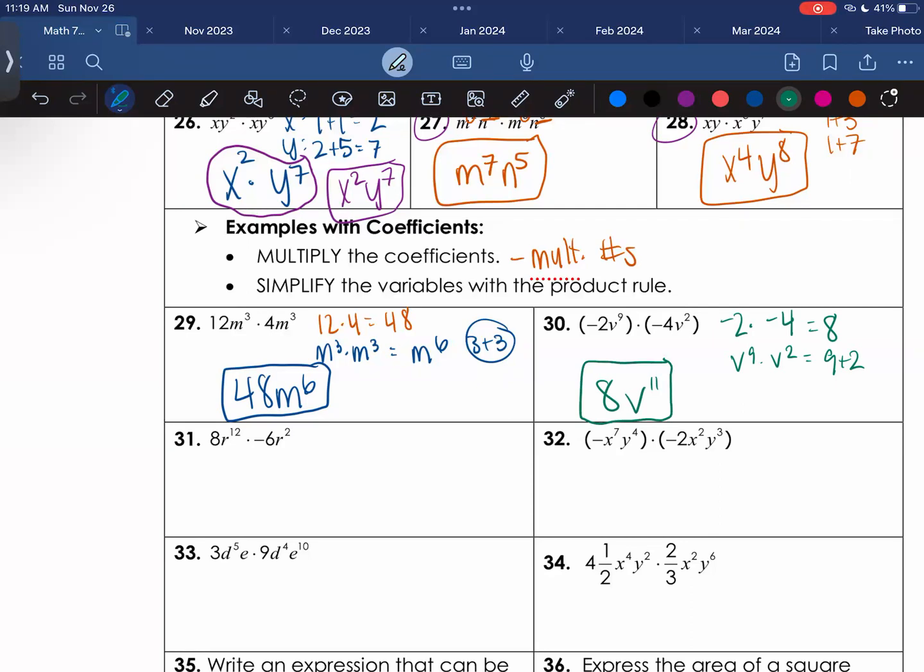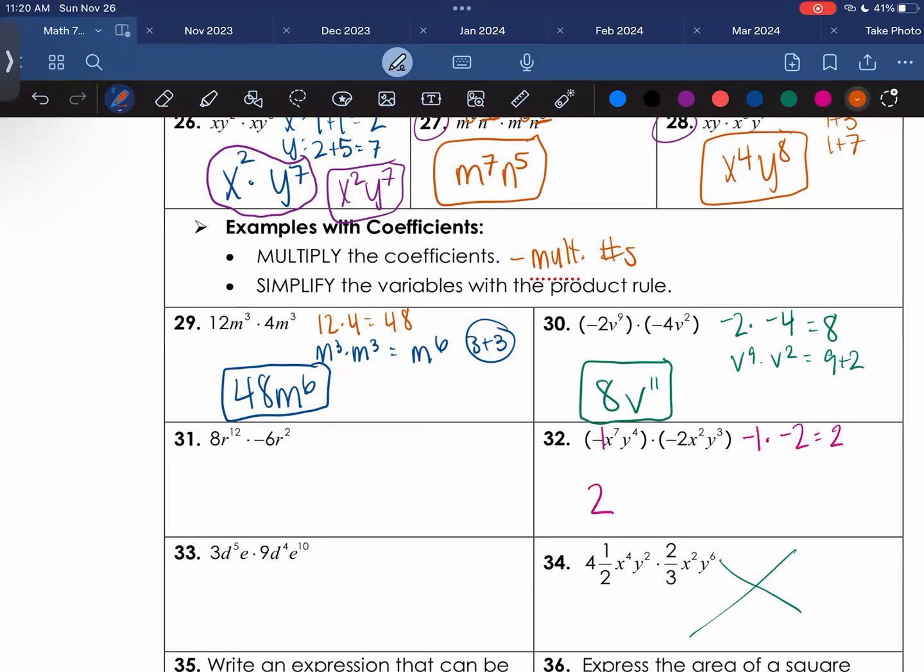Let's go on to number 32. We have negative x to the power of 7, y to the power of 4, multiplied by negative 2x squared, y to the power of 3. A lot is happening here, but you can just break it up step by step. Remember, this is like negative 1x. So we can do -1 times -2, which equals positive 2.